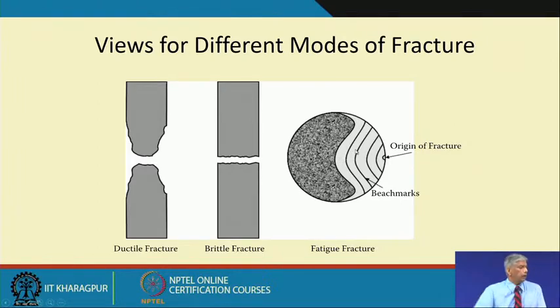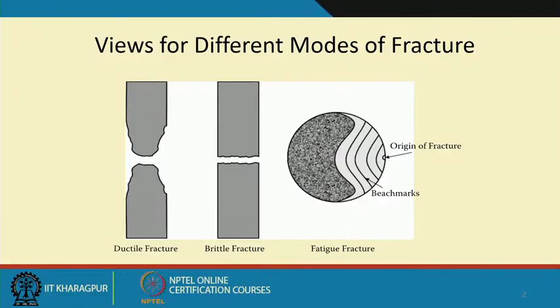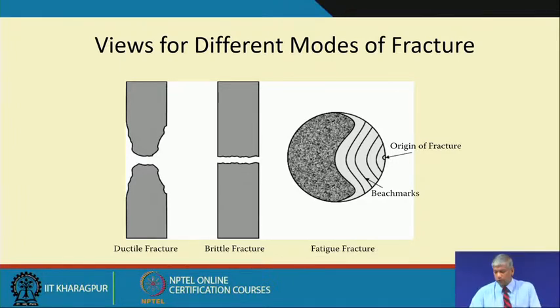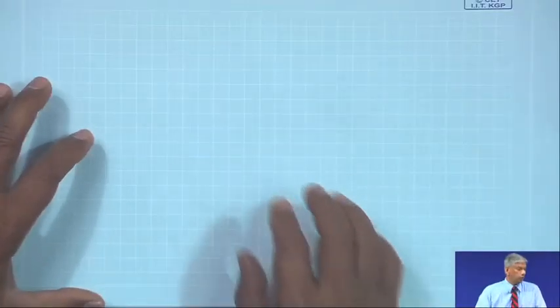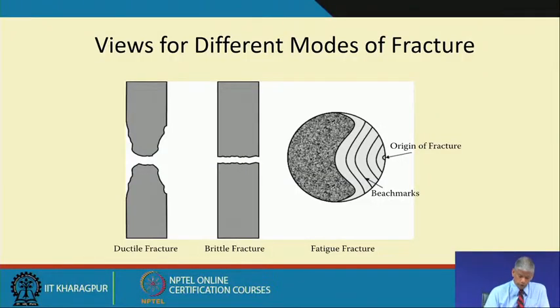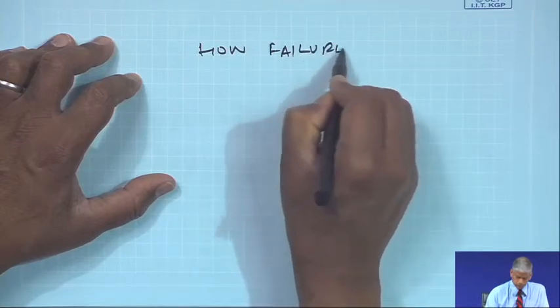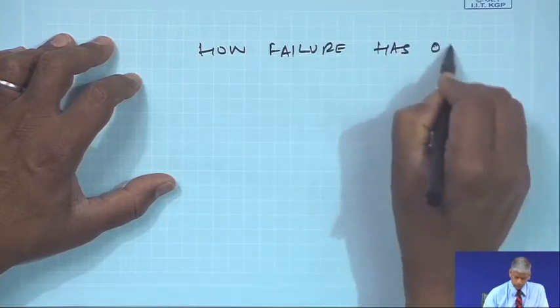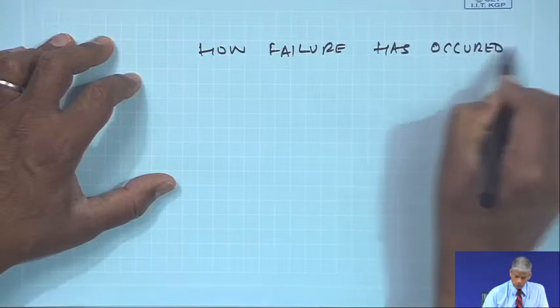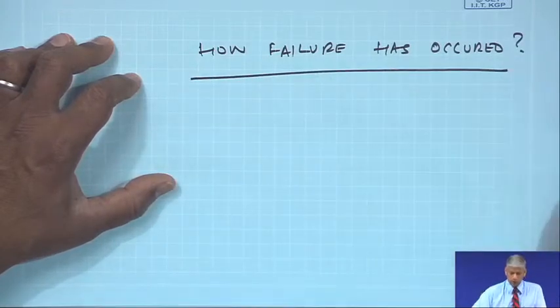So, looking at the fracture surfaces, one gets a clue as to why it has failed and how it has failed. Of course, there are other methods. Looking at this fracture surface or doing the analysis on the fractured component, we can talk about how the failure has occurred. That is the importance.